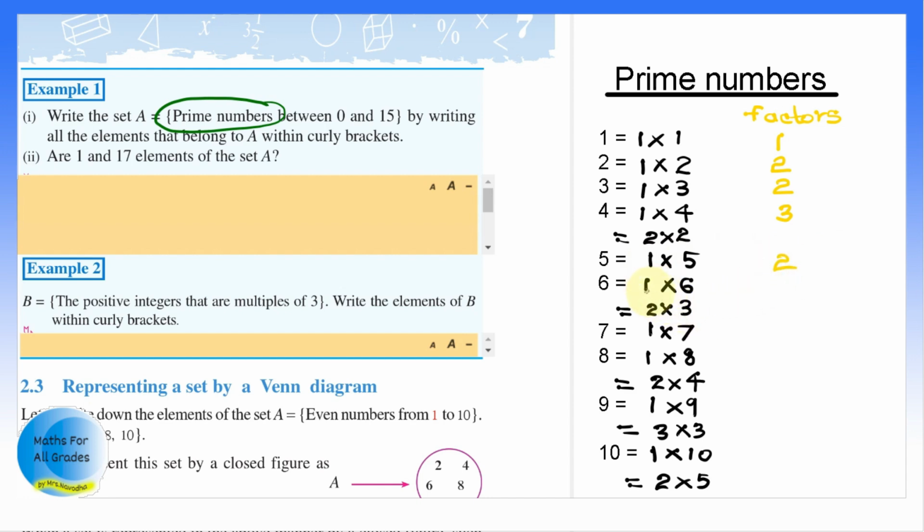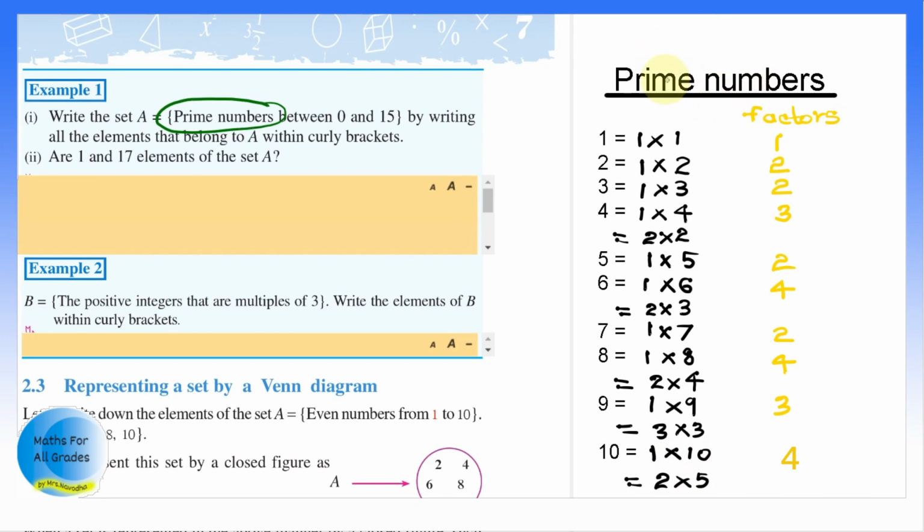For number 6, 1, 2, 3, 4. 4 different factors. For number 7, 2 factors. For number 8, 1, 8, 2, 4. 4 factors. For number 9, 1, 9 and 3. 3 factors. For number 10, 1, 10, 2, 5. 4 factors. Now I'll define what prime numbers are. Prime numbers are the numbers that have only 2 different factors.